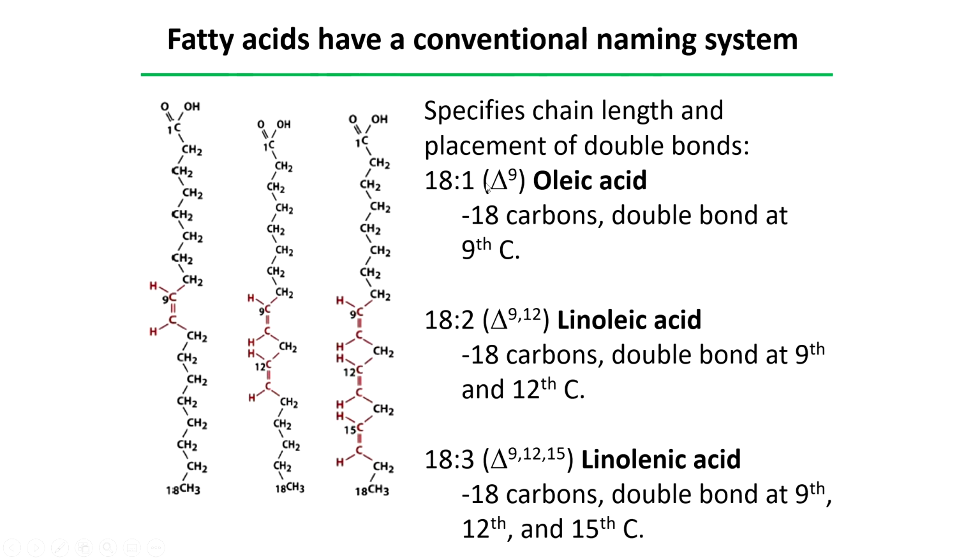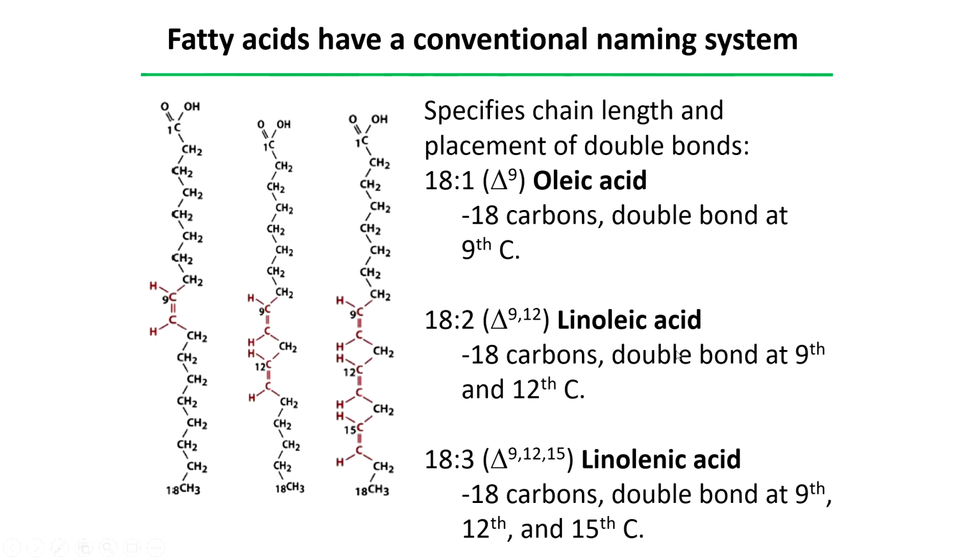And then 18 specifies how long it is, and then :1 specifies that it has a single double bond. And then this designation here tells you where the double bond begins. And so you would put the term delta 9 to specify that the double bond begins at the 9th carbon. Just as a side note, oleic acid is found in both animals and plants. It's also used as a soap, as an emulsifying agent for mixing insoluble things with water.